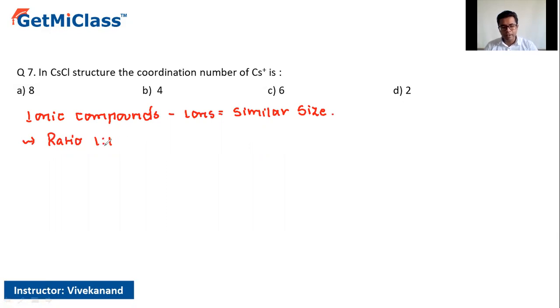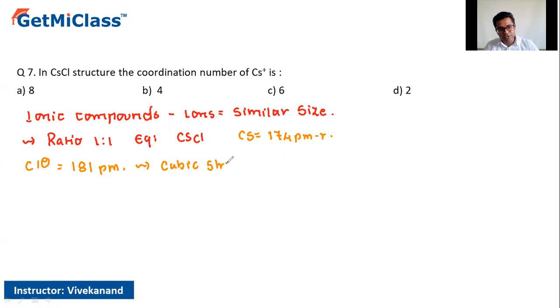the ratio of these ions will become 1:1. For example, in the case of the cesium chloride, the cesium has a size of around 174 picometers, so they have a radius of 174 picometer. While that of the chloride ions, when we observe, it is around 181 picometers. Thus, in such cases, it gives rise to the cubic structures. It is going to be the simple cubic structure.